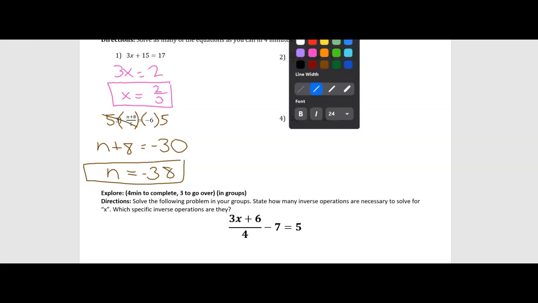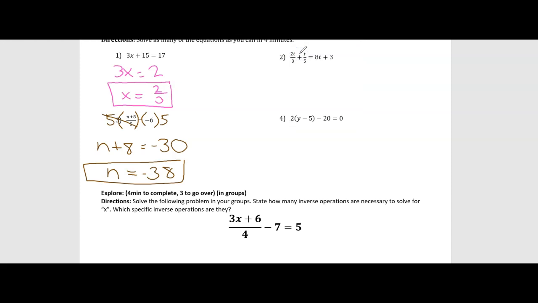I'm going to go to number 4, and again, I'm saving 2 for the end because it is the toughest. I'm going to distribute the 2, so I get 2y minus 10 minus 20 is equal to 0. Simplify the negative 10 and the negative 20, so combine those like terms. I get negative 30. We're going to add 30 to both sides, so I get 2y equals 30. Divide both sides by 2, and I get y is equal to 15.